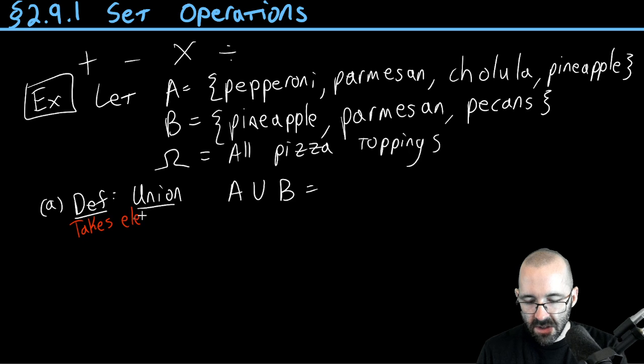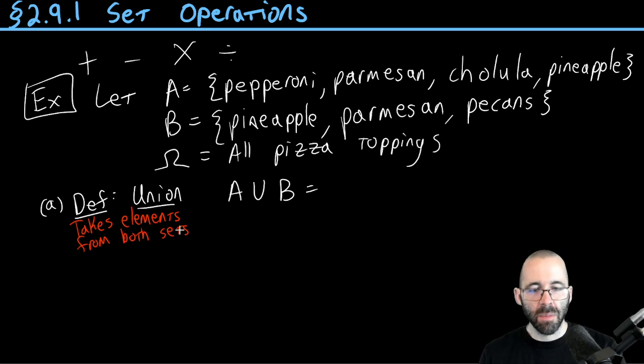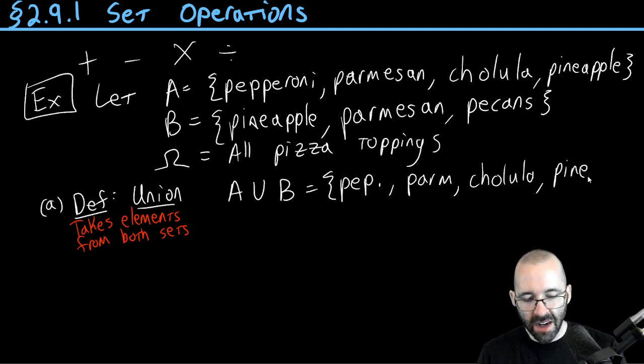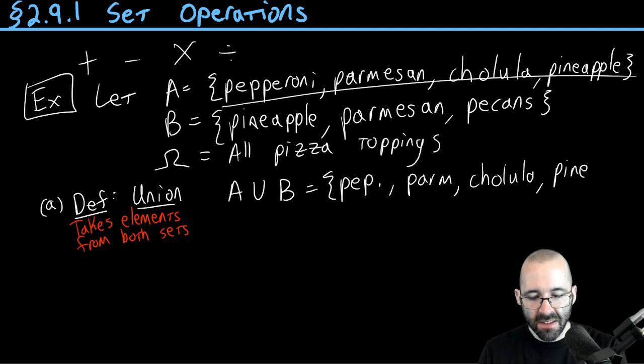Takes elements from both sets. So we take all the things in A and all the things in B and put them in one set. So it's going to be the set, I'm going to start abbreviating, pepperoni, Parmesan, Cholula, pineapple, right? It takes the things from both sets.